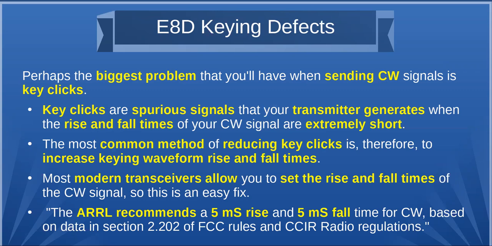The biggest problem sending CW is key clicks, which we talked about, which generates spurious signals because you're sending extra harmonics. So that's why you shape the signal, increase the rise and fall times, or do the shaping to get rid of those harmonics. It says modern transceivers. I'm gonna have to check. Of course, I've never done CW, so it says I should be able to set the rise and fall times on my radio. There's probably a menu in there somewhere.